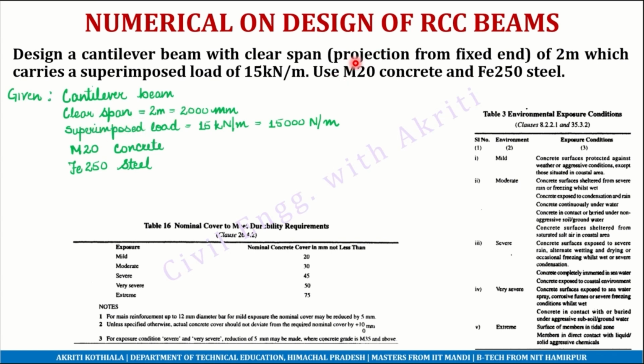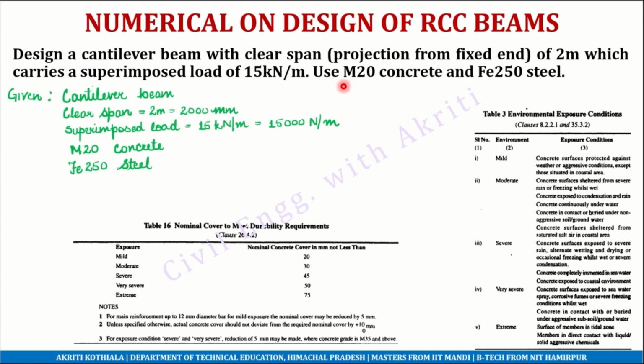The clear span here, the question gives you an explanation also that it is the projection from the fixed end. However, we have to understand that this explanation will not be given in the exam. So this is something we need to memorize. Here we've been given the value of superimposed load, 15 kilonewton per meter. Unlike the previous questions, it is not mentioned whether it is a superimposed live load or superimposed dead load. But when we factorize, the factor is 1.5 for both live load and dead load. So we will not stress over it and we'll just consider it to be simply load.